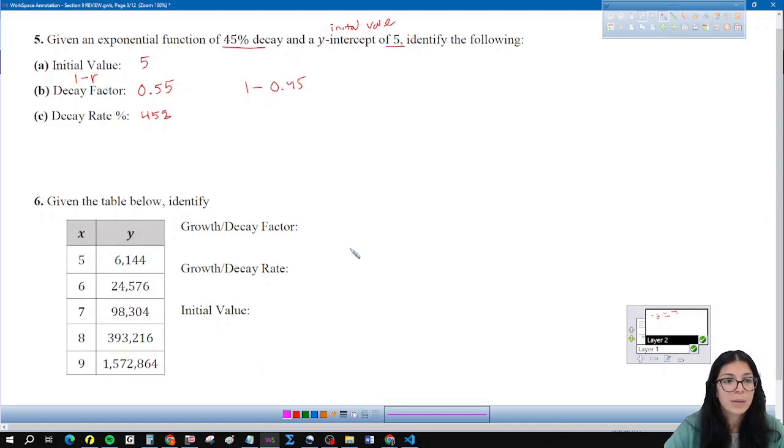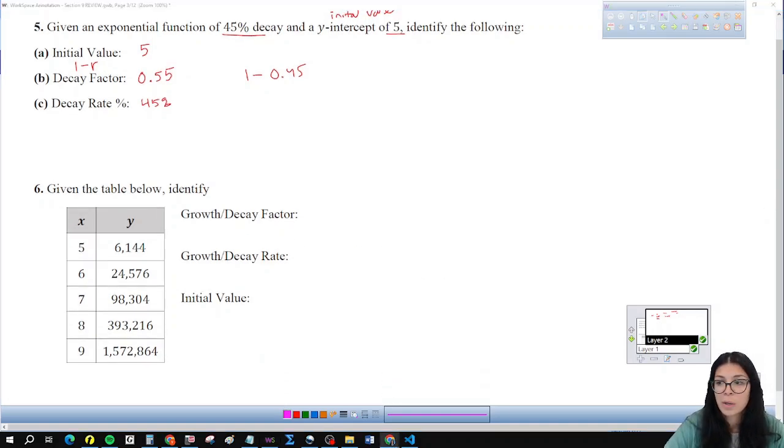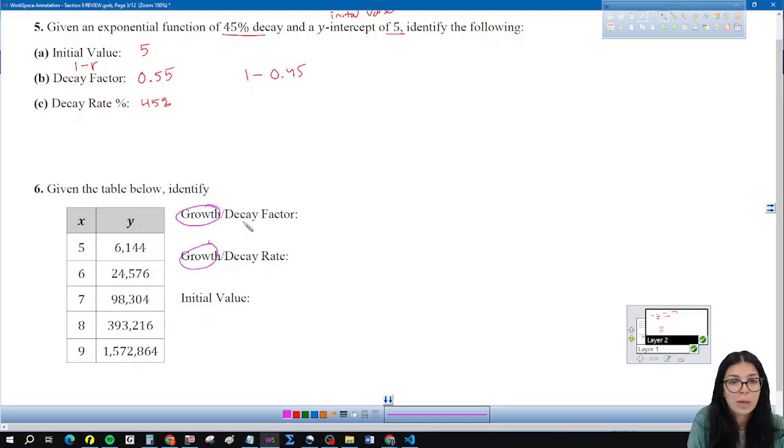Right. On number 6, we are given a table. They want us to determine the growth or decay factor and the growth or decay rate and the initial value. Okay, in this case, notice that the values are going up as x increases. So this is definitely growth, not decay.